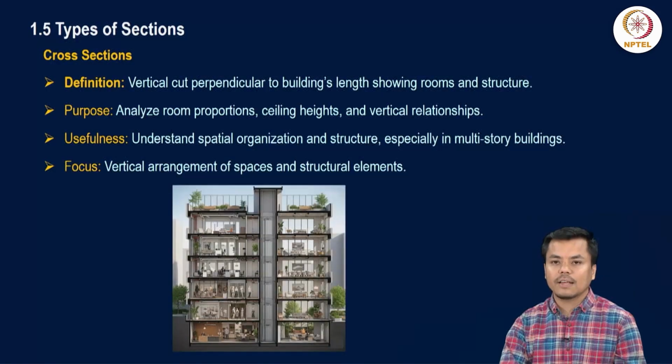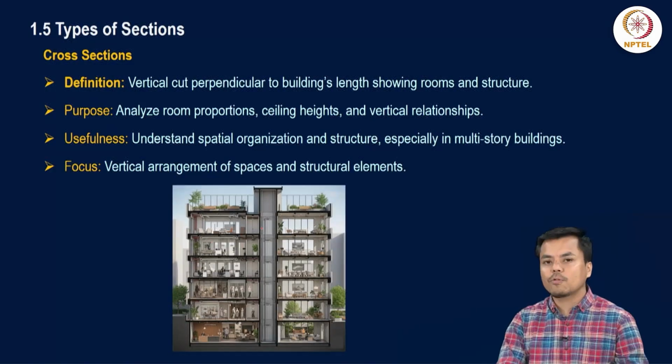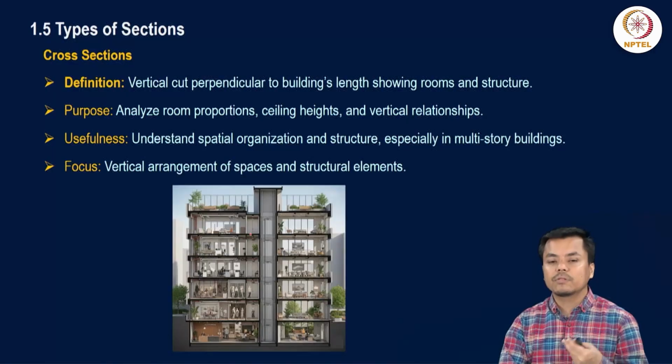Then next is cross section, that is the vertical cut perpendicular to the building's length, showing room and structure, to analyze room proportion and ceiling height and vertical relationships. It helps you understand the spatial organization and structure. Also, the vertical arrangement of spaces and structural elements can be showcased. So generally for the thesis projects and for design submissions, we just ask students to draft minimum two sections.